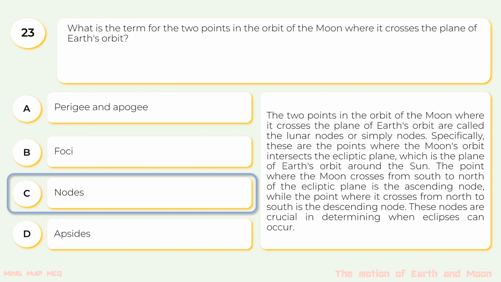Specifically, these are the points where the moon's orbit intersects the ecliptic plane, which is the plane of Earth's orbit around the Sun. The point where the moon crosses from the south to north of the ecliptic plane is the ascending node, while the point where it crosses from north to south is the descending node. These nodes are crucial in determining when eclipses can occur.